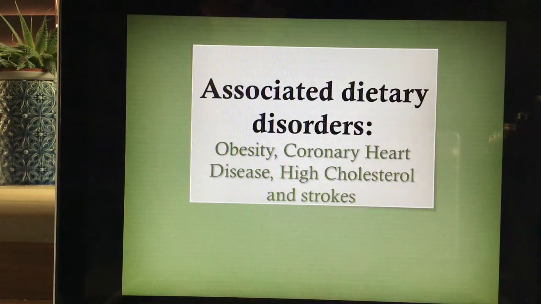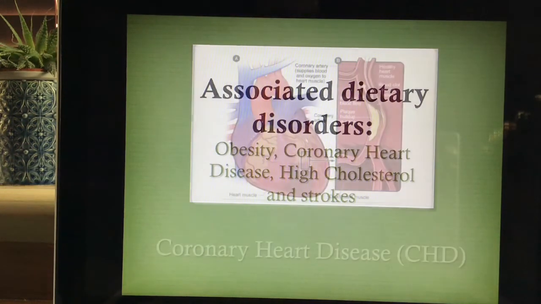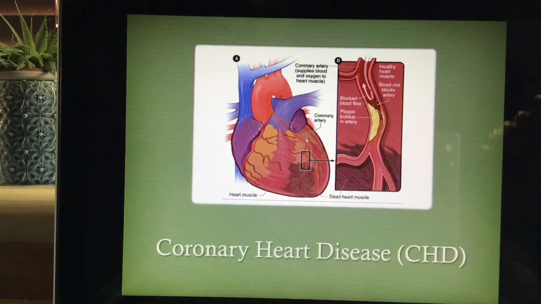Often in Leaving Cert exam questions, a question on lipids will always contain something about an associated dietary disorder such as obesity, coronary heart disease, high cholesterol and strokes. In healthy heart muscle, oxygenated blood will travel freely from the lungs back to the heart, where it can be pumped all around the body.